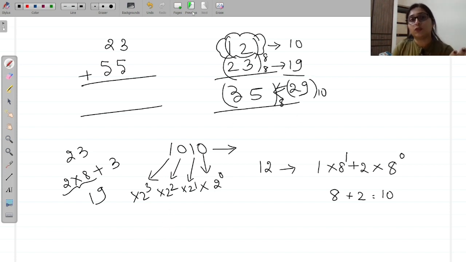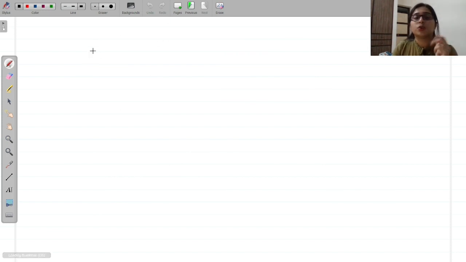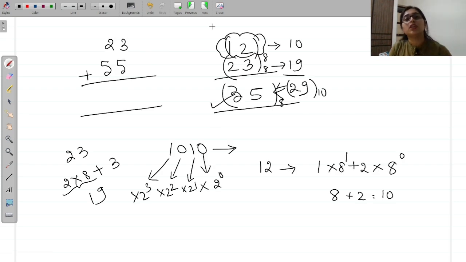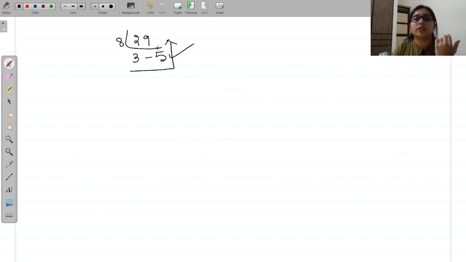Now how will you convert decimal to octal? To convert decimal to binary, you already know you continuously divide by 2. Here we have to continuously divide by 8. So 29 divided by 8: 8 times 3 is 24, then you have 5. What is this? 35 in octal. Here also we got 35. In this procedure, you follow the bottom to top approach when converting decimal to octal, decimal to binary, or decimal to hexadecimal.